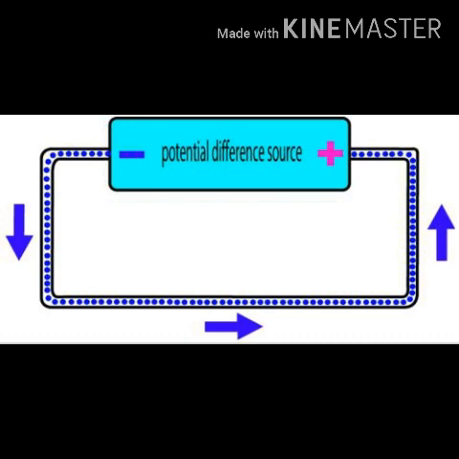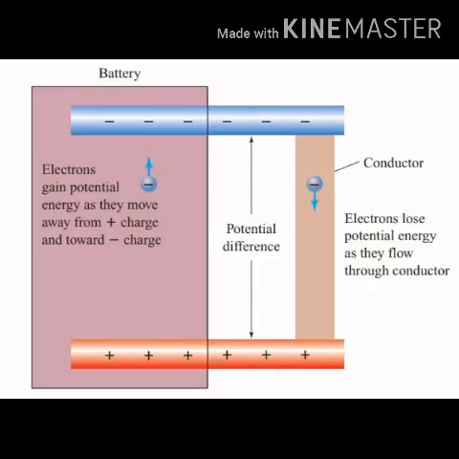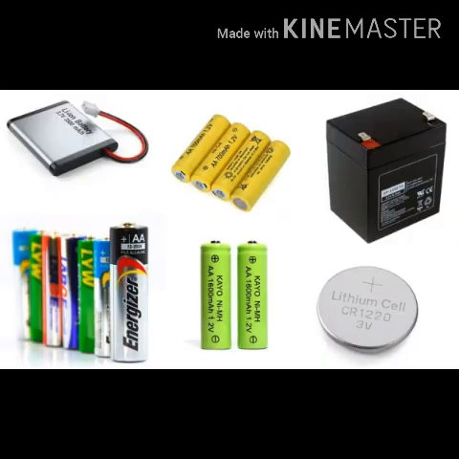But what is the main function of electric cell? The main function of various electric cells is to maintain a constant potential difference between its two terminals, that is, in between positive terminal and negative terminal. The electric cells work on the electric charges to maintain a constant potential difference. Let us learn about the electric cells that are currently in use.